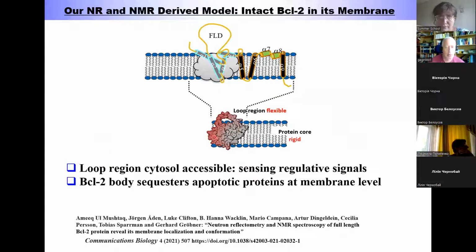Our model from the neutron data says it is sitting inside. From the NMR and glycine, you must have a little loop which is looking outside, flexible. We thought, and you can say it in a quite nice way, that Bcl-2 is blocking cell-killing proteins at the membrane level. So if Bax comes in here, it cannot make a pore. But the regulation of its function comes from the loop region, which can be phosphorylated, which comes from the cytosol. The signals can come in from the cell, do something with the loop, and change the function. But the body itself is like a two-dimensional working protein if it works in the membrane layer.